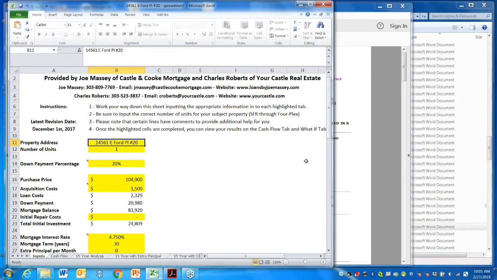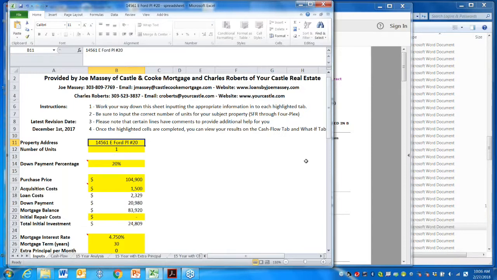What I really like about this spreadsheet is that it kind of works for both groups of people. It is a super simple way to input data on a property that you might want to buy as a long-term buy and hold, long-term rental. And it can give you some very detailed information.